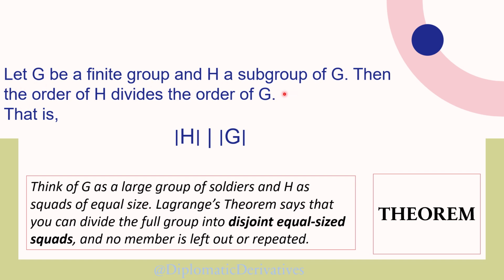let G be a finite group and H be a subgroup of G, then the order of H divides the order of G. So H is going to divide G into a specific number of subsets, okay? As a concept, you can understand it in this manner.